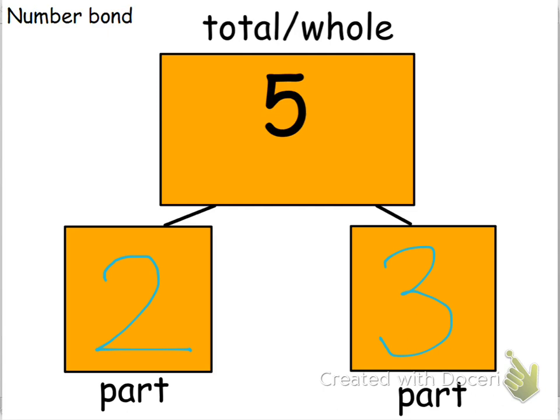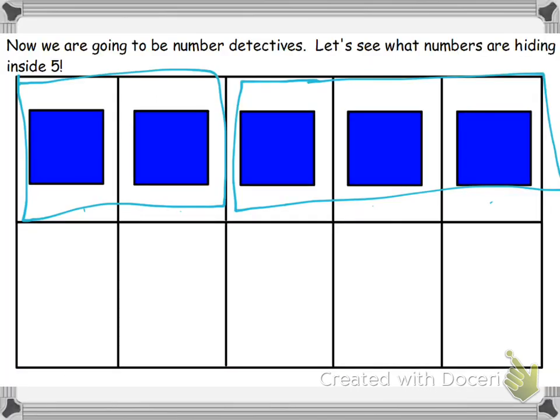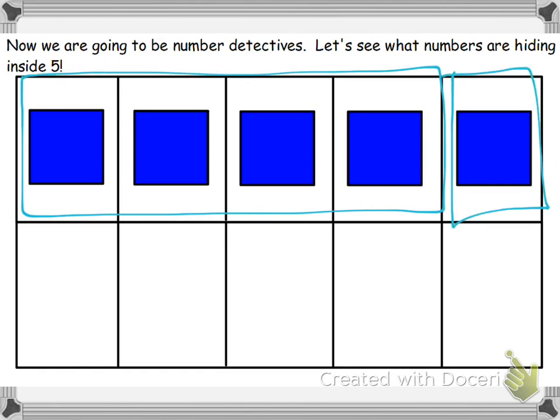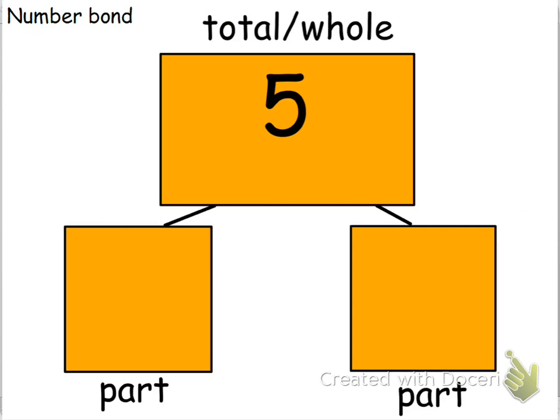Now, let's say maybe you saw another number. Let's say that maybe you saw 4 and 1. Okay, great. So that means that 4 and 1 are our parts because we need 4 squares and that 1 square to make up that 5. 4 and 1 is our parts and 5 is our whole.